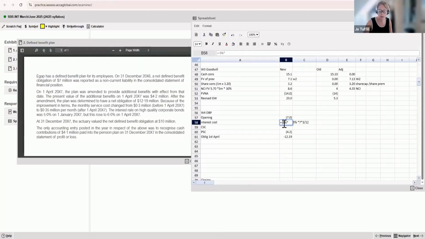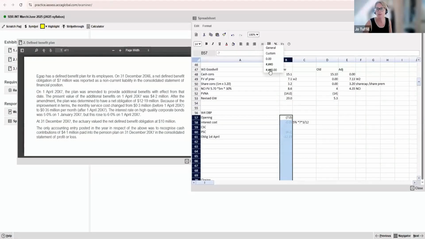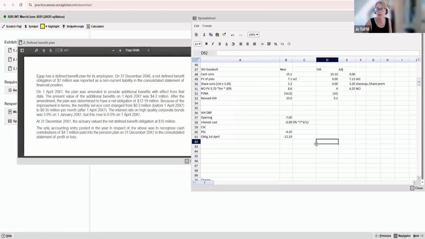So I'm going to do equals minus 5% times that figure. Oh, I don't need the minus then, do I? Times that figure above. And then I'm going to do times by 3 divided by 12. And that therefore should give me the figure I need automatically. Just going to make this all the same custom figures.